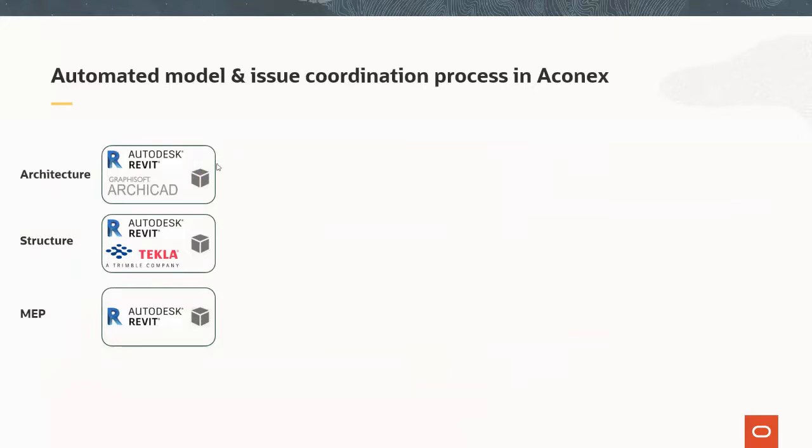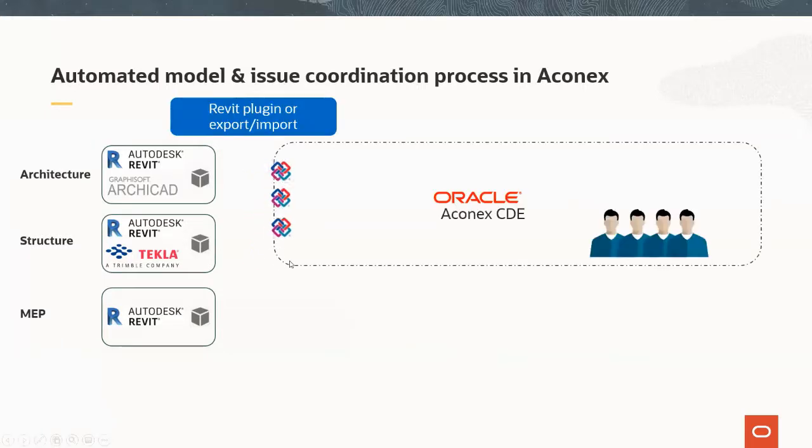So on the left-hand side, you see different authoring tools where different partial models like the architectural model, structural model, or the MEP model are created. Now those models then can be distributed to the Oracle Aconex CDE either with export and import or with the use of plugins. And then in Aconex, of course, you can share those models, but you can also federate those models and process different model revisions.